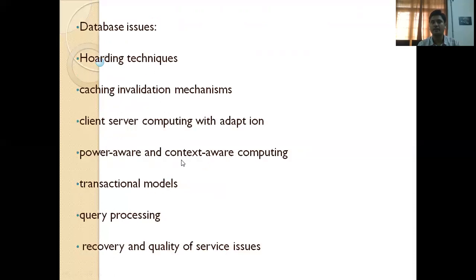And coming to the second part, here we have to study database related topics. That is database issues, coding techniques, caching invalidation mechanism, client server computing with adaptation, and power aware and context aware computing, transactional models, query processing, recovery and quality of service issues. So all these are the database related issues we have to cover in the second part of the unit number 4. So here the unit number 4 is split down into two parts. One related to the TCP and second one related to the databases.